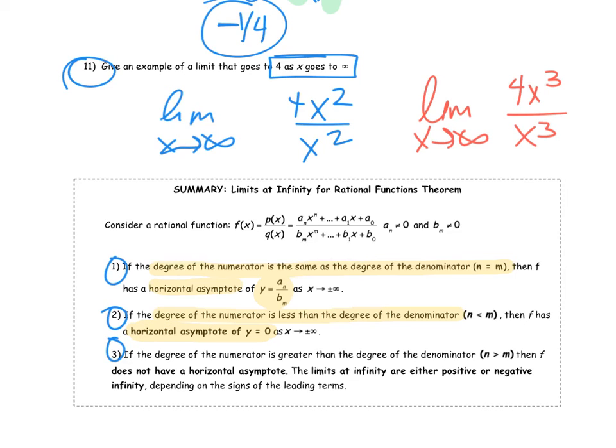And then lastly, for the third rule we talked about, when the degree of the numerator is bigger than the degree of the denominator, so now this is top heavy, then there is no horizontal asymptote. That's pretty important. There's no horizontal asymptote. The limits are at either positive infinity or negative infinity. It depends on the signs of the leading terms.